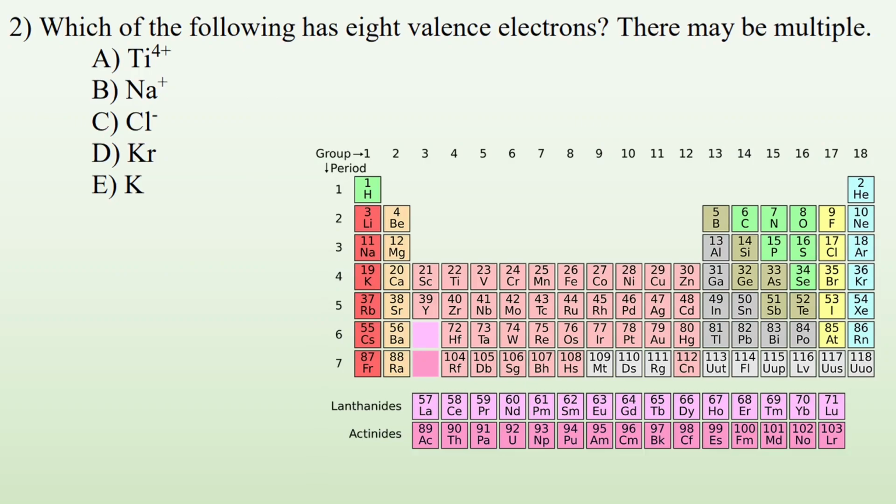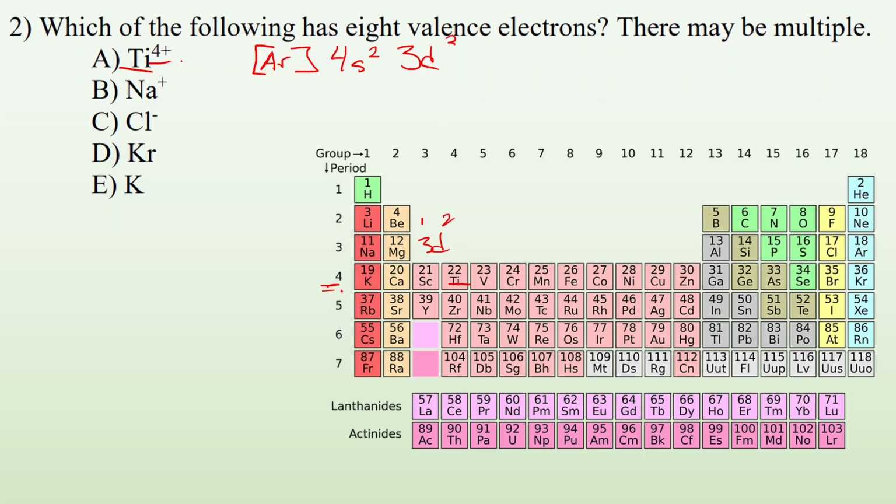All right, number 2, which of the following has 8 valence electrons? There may be multiple. So if we take a look at titanium, which is right here, you would expect its configuration to be whatever argon was, its previous noble gas. And then, well, let's see, we're in the 4th period. So then we got 4s2, and then we're going into the 3d subshell. 3d, how many? We got 1, 2.